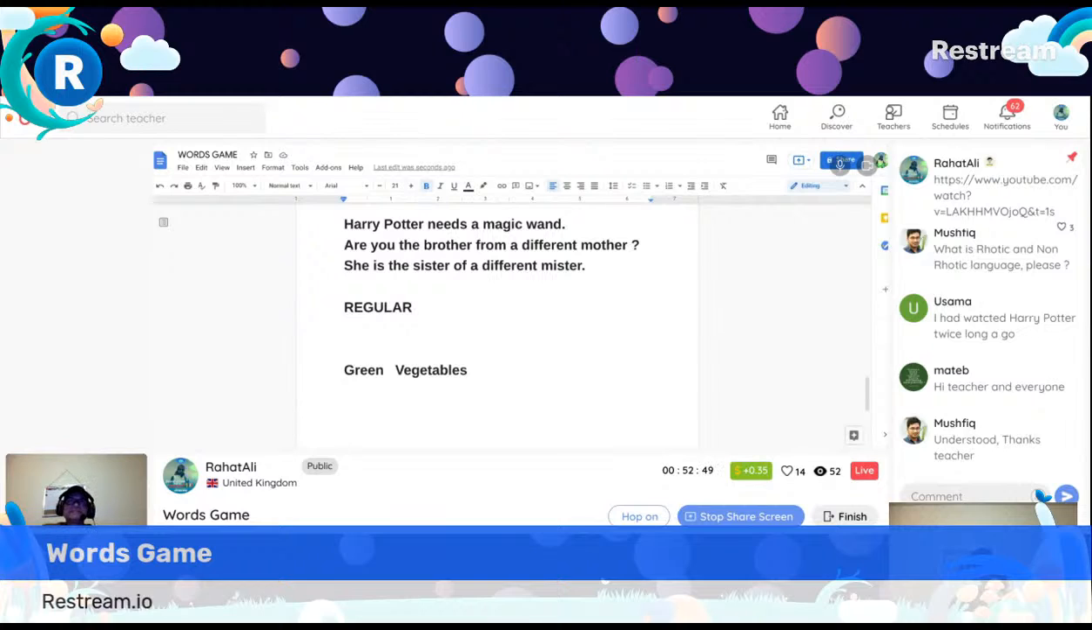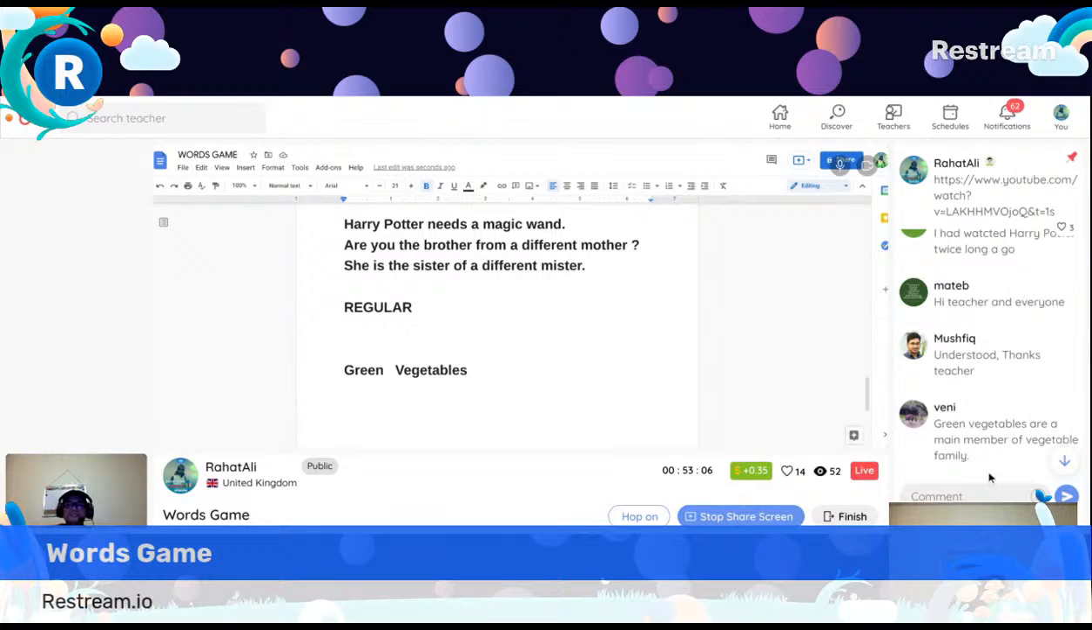Many vegetables are green. Can you tell us the name? Like green chili, green pepper. Then, what are the other green vegetables? Capsicum, broccoli, maybe. Green vegetables are a main member of a vegetable family. Green vegetables are main members, it should be, not a. Remember that you're using plurals, vegetables, Veni. It should be green vegetables are main members.